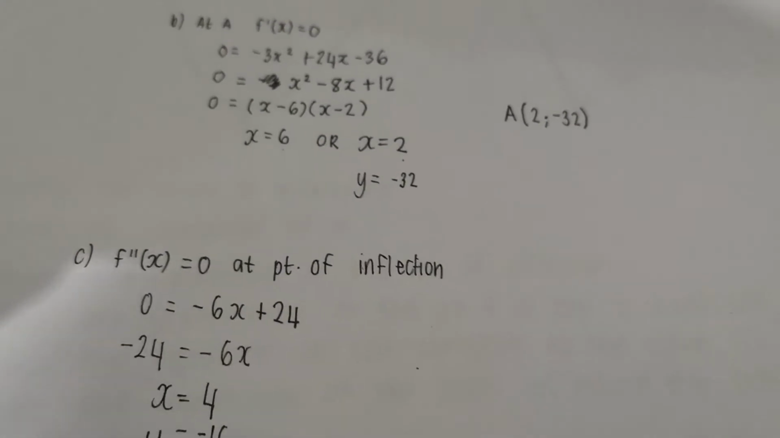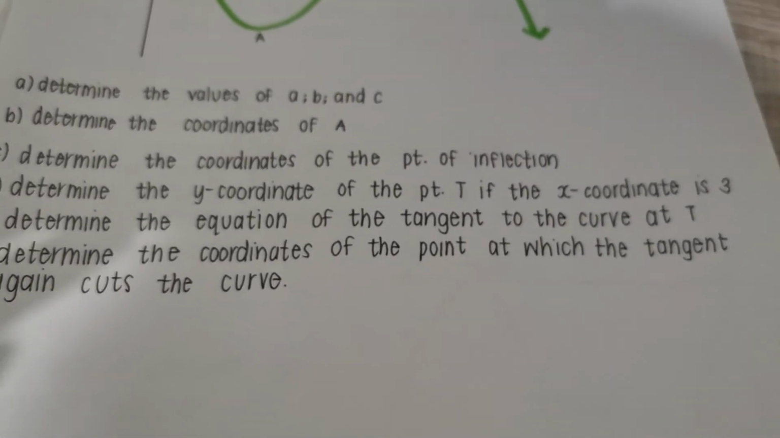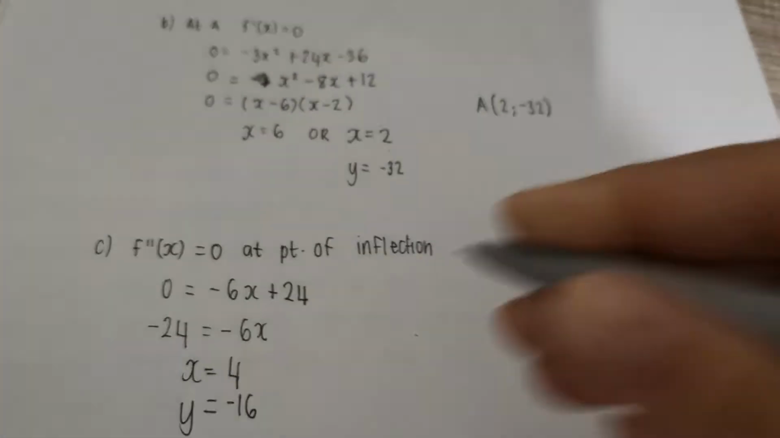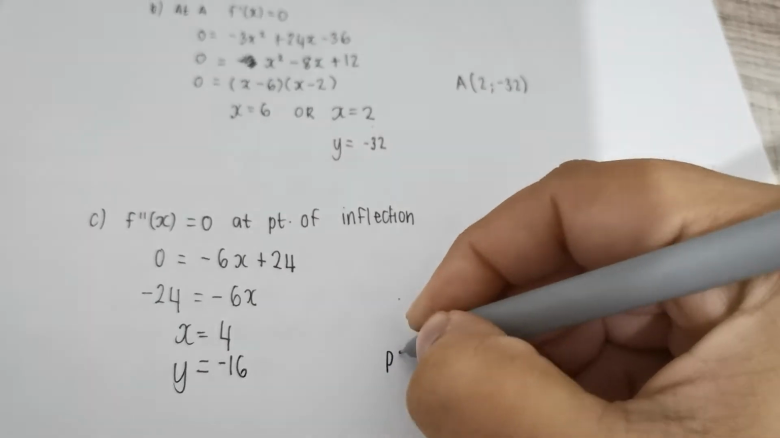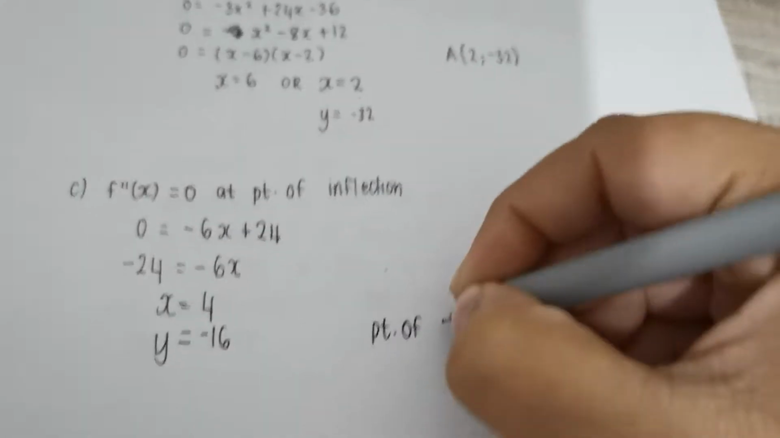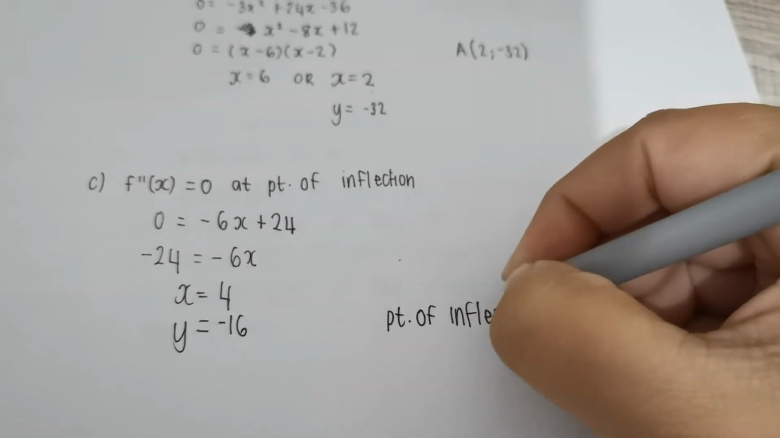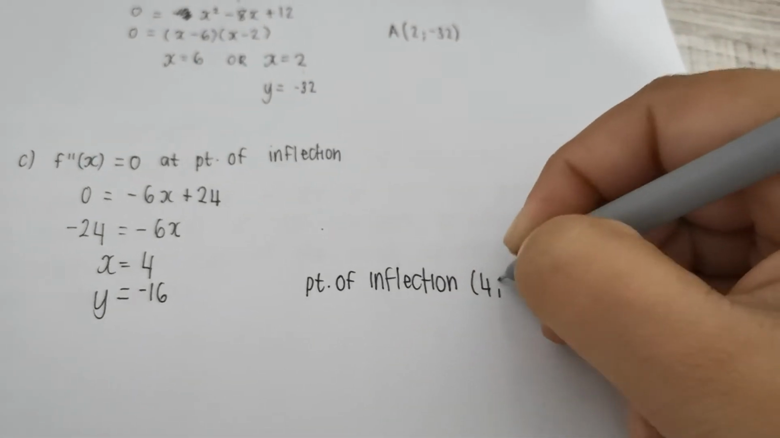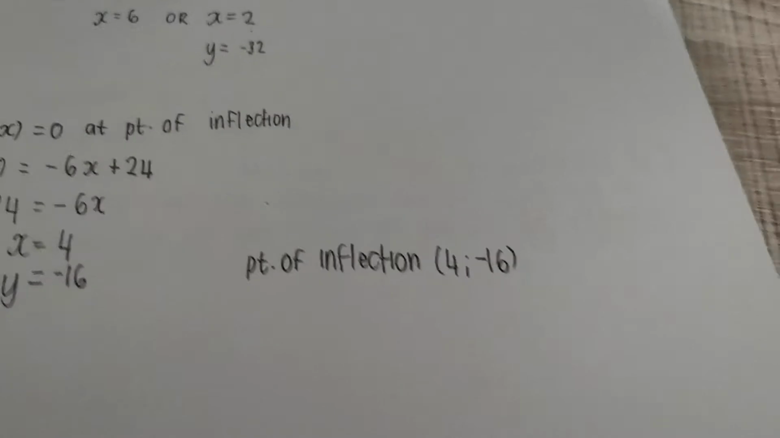What did our question say? It said determine the coordinates of the point of inflection. So basically the point of inflection is at 4 and negative 16. We put it in coordinate form.